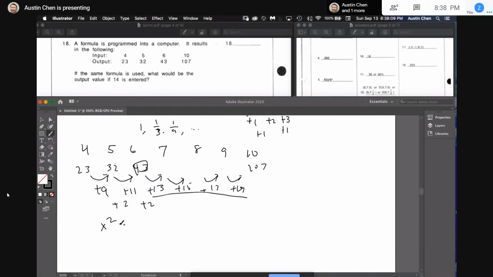You figure out the equation to be x squared plus 7, and then you plug in 14. 14 squared is going to be 196 plus 7, that's going to be 203. And then let's try brute forcing it. So we're going to add 21 to 11, and then we're going to add 23 to 12, and then to 13 we're going to add 25, and then to 14 we're going to add 27.